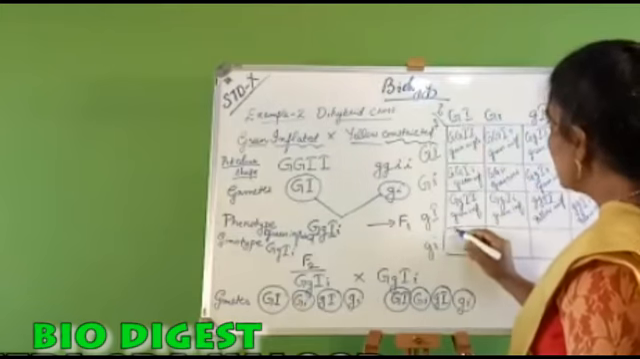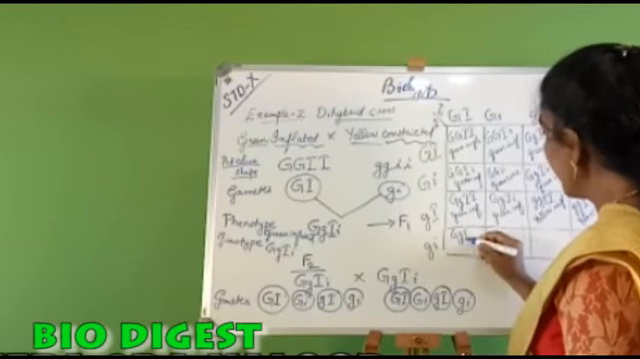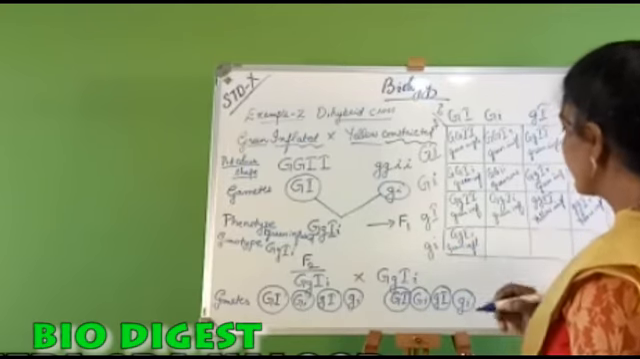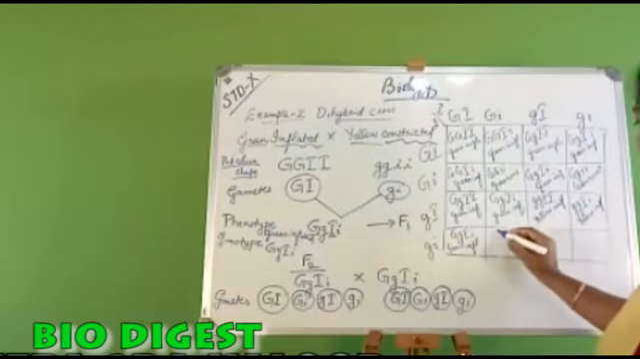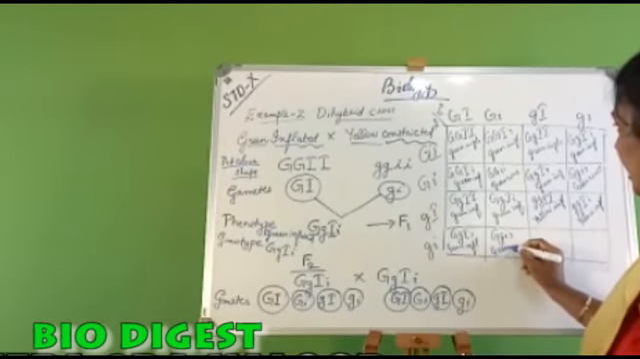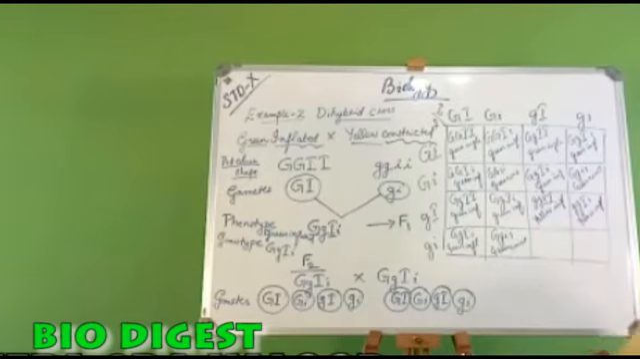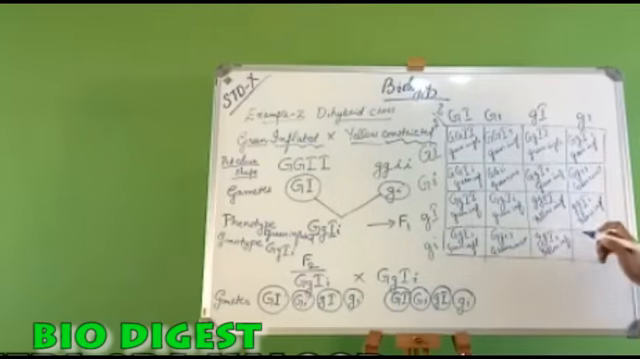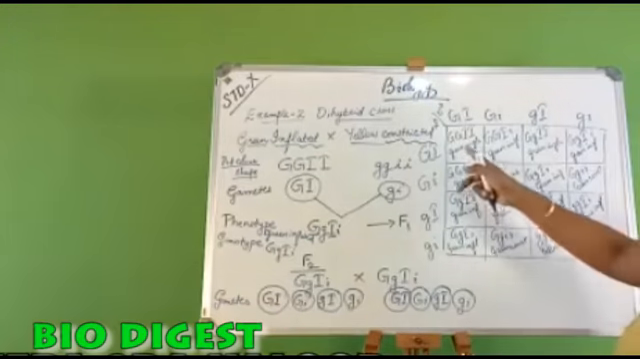This into this. So capital G, capital I, small i. Again green, inflated. Now this into this. So capital G, small i, small i. It is green, constricted. Now moving to the next: small g, capital I, small i. What is it? Small g is yellow, inflated. And the last one is small g, small i, small i. So you will see green, inflated.